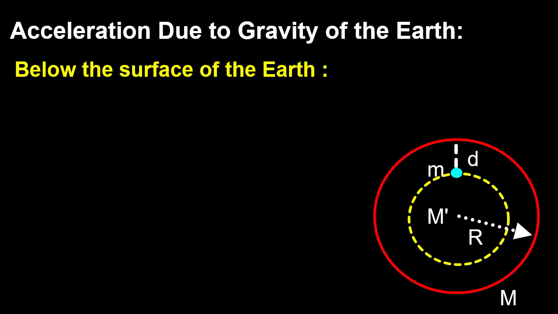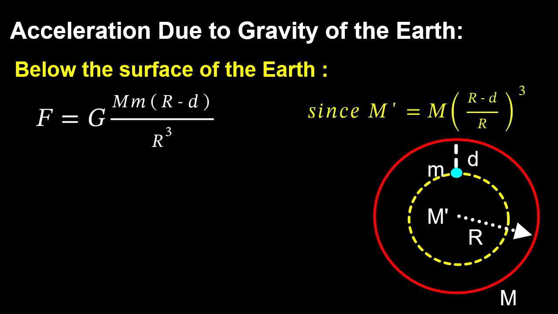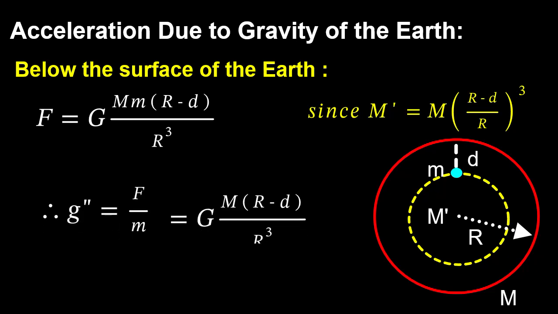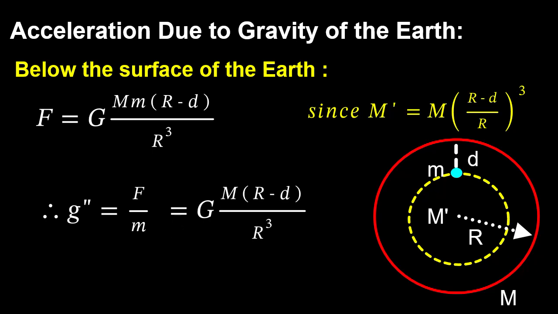By universal law of gravitation, the magnitude of force on the point mass m will be F equals G M m (R minus d) by R cube. The acceleration experienced by that point mass will be g double dash equals F by m equals G M (R minus d) by R cube. Thus, as we go down below the Earth's surface, the acceleration due to gravity decreases.